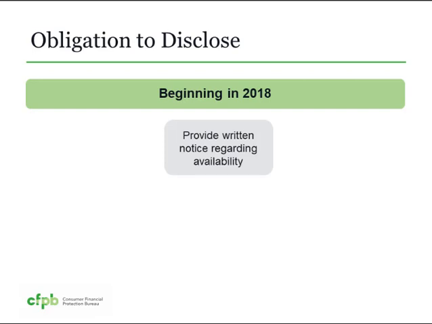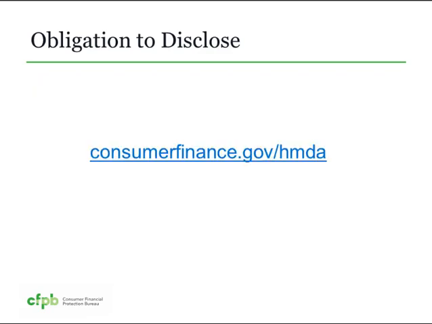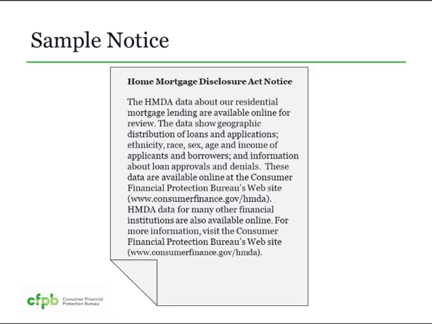If a financial institution opts to provide its disclosure statement to a requester, it must still comply with the notice requirement. Beginning in 2018, with respect to data collected in 2017 and later years, upon request from a member of the public, a financial institution must provide a written notice regarding the availability of the modified loan application register. The notice must clearly convey that the financial institution's loan application register, as modified by the Bureau to protect applicant and borrower privacy, may be obtained on the Bureau's HMDA webpage at www.consumerfinance.gov/HMDA.